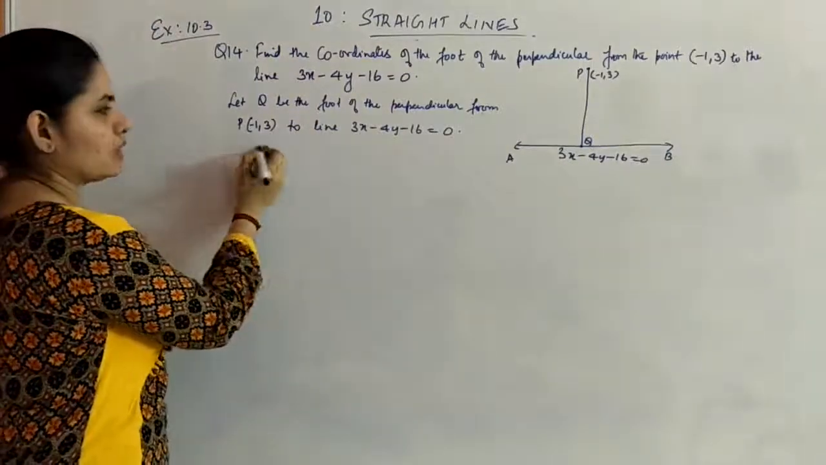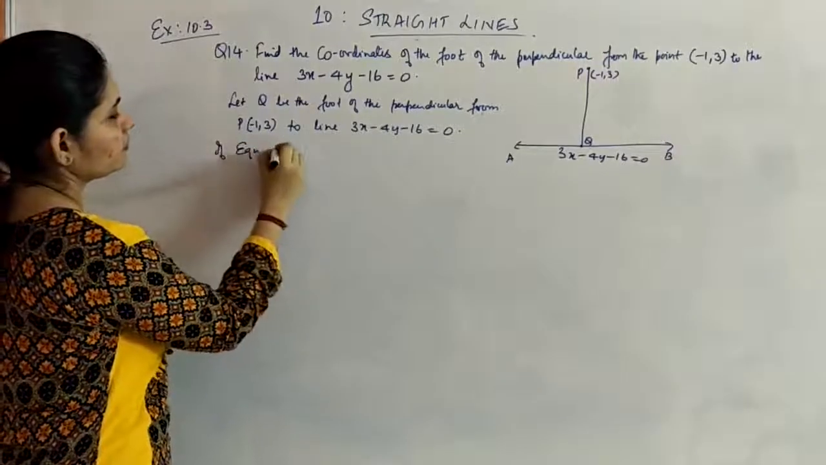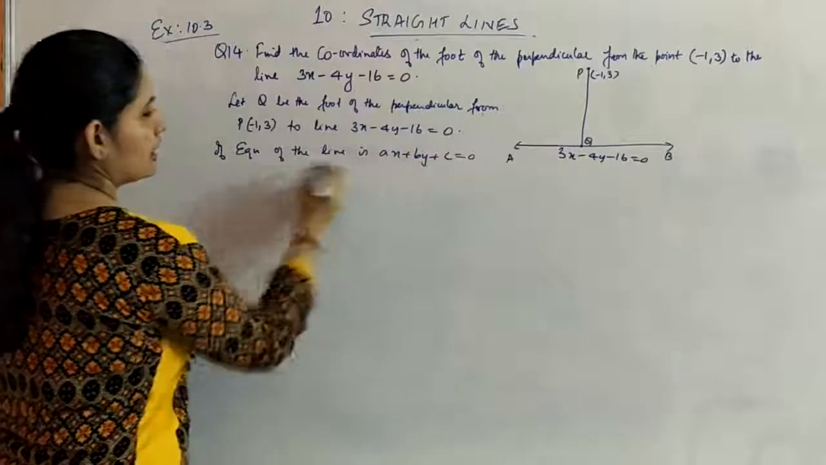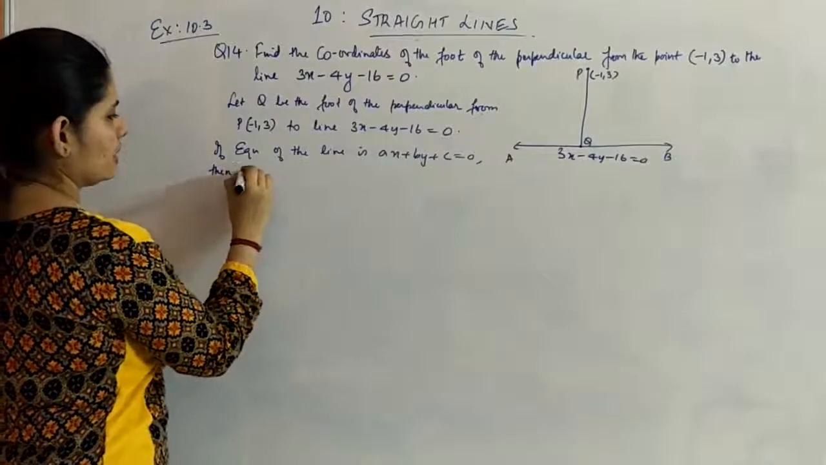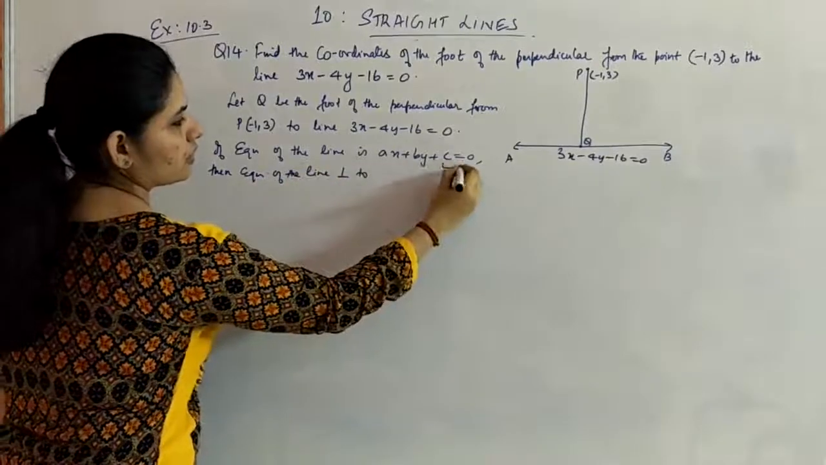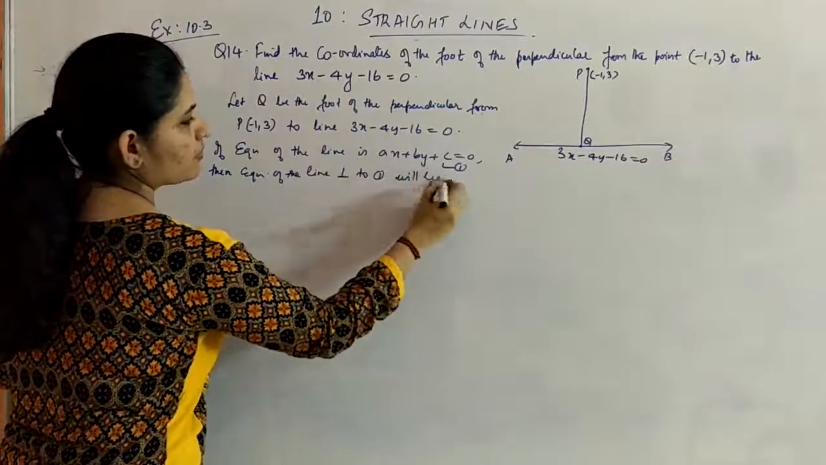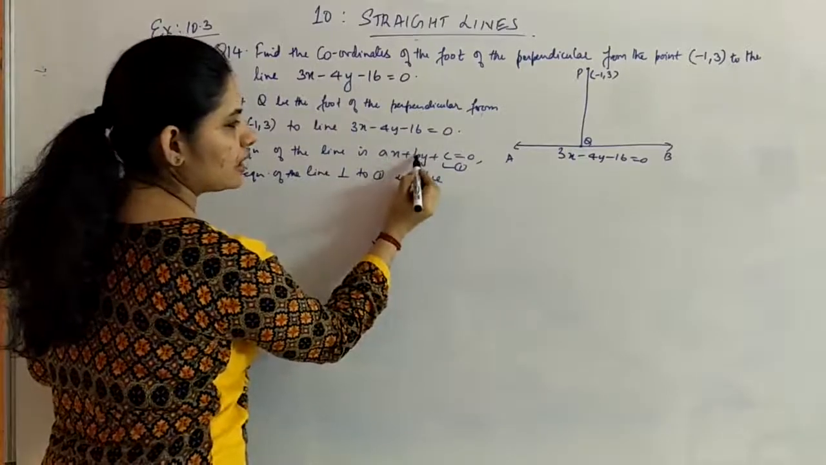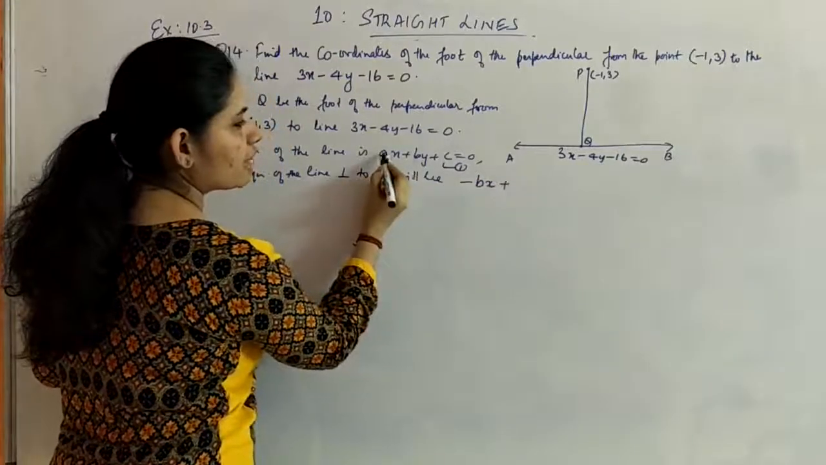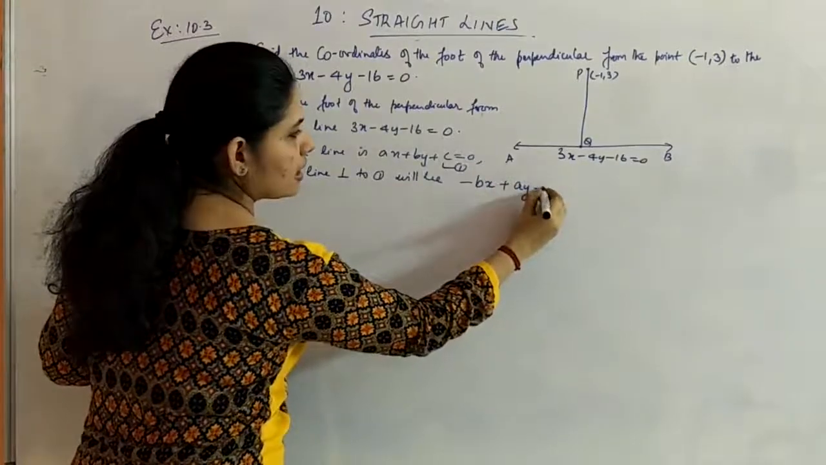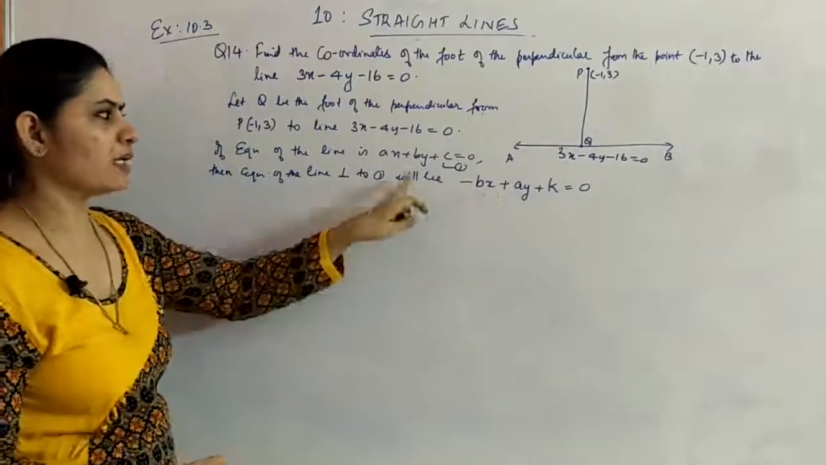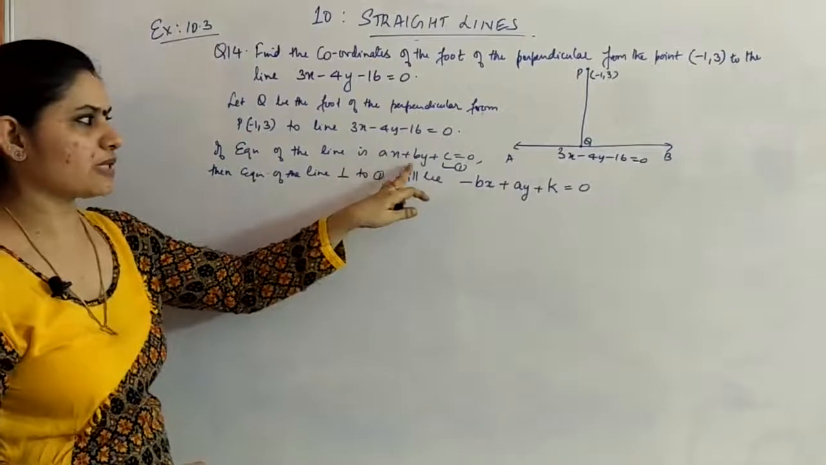If the equation of a line is ax + by + c = 0, then the equation of a line perpendicular to it will be of the form: take the coefficient b and its negative becomes the coefficient of x, so it becomes -bx, plus the coefficient of x, a, becomes the coefficient of y, so plus ay, plus a constant k. This is the equation of any line perpendicular to a given line of the form ax + by + c = 0.